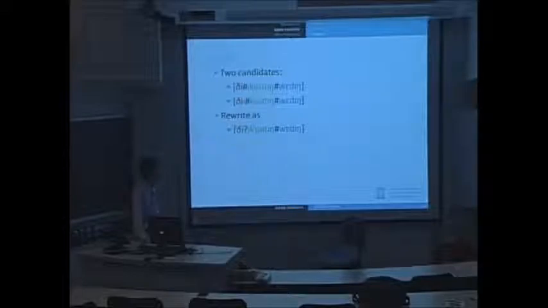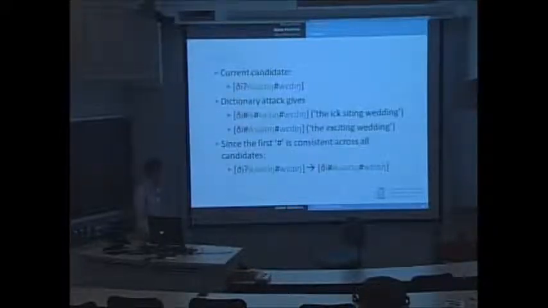So we have our 2 candidates. We can go ahead and rewrite the 2 candidates with 1 potential word break. That's just a notation change. And we're going to go for the dictionary stage. And when we're looking through this, we actually find that there are 2 possible segmentings. One is the exciting wedding, and the other one is the exciting wedding.